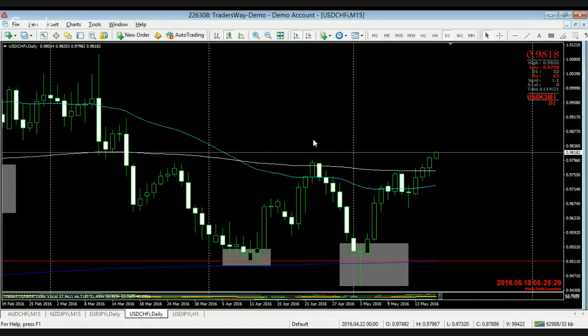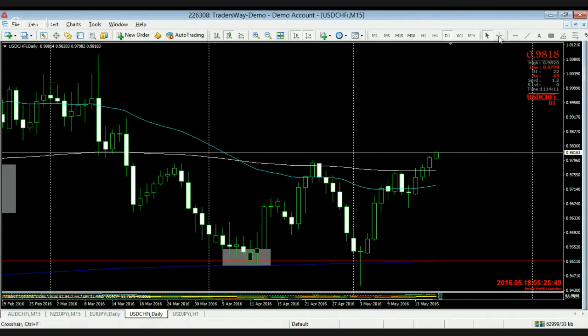Okay, what do I mean by retest? What I mean by retest is this. Price will come back down. It will touch the line. It will wick it, but it will not close below it. Okay, that's what I mean by retest.